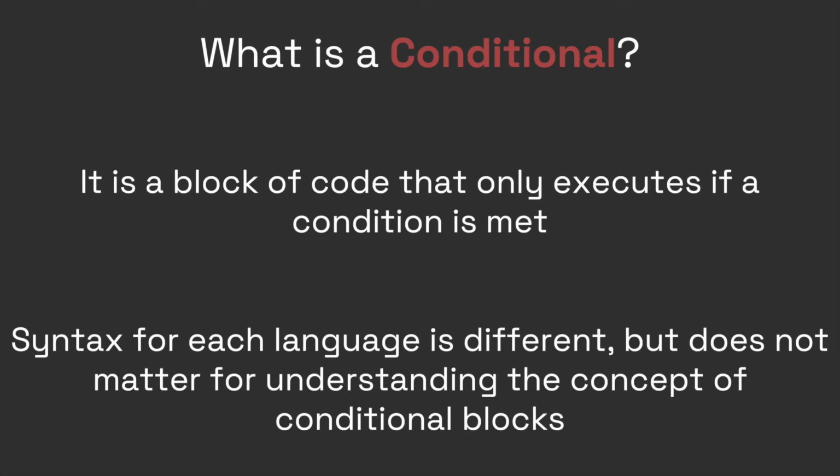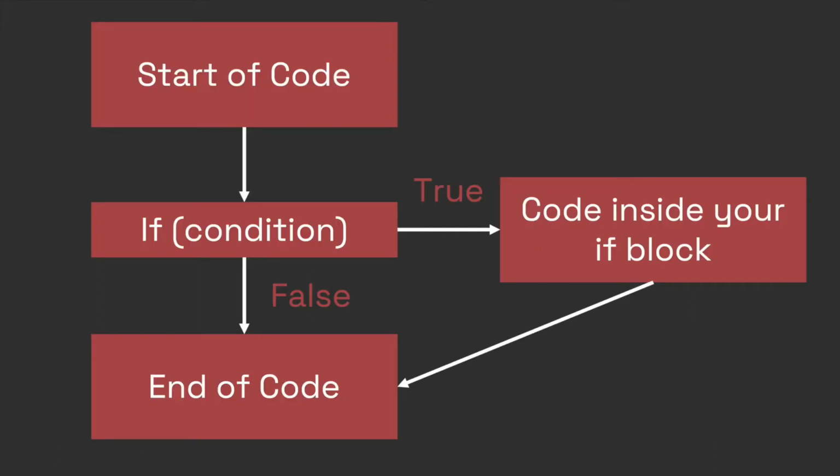Conditionals are simple. They're a block of code that only executes if a condition is met. Each language has slightly different syntax, but it doesn't matter for understanding the concepts of conditional blocks. To visualize conditionals, we can typically look at them as a diagram.